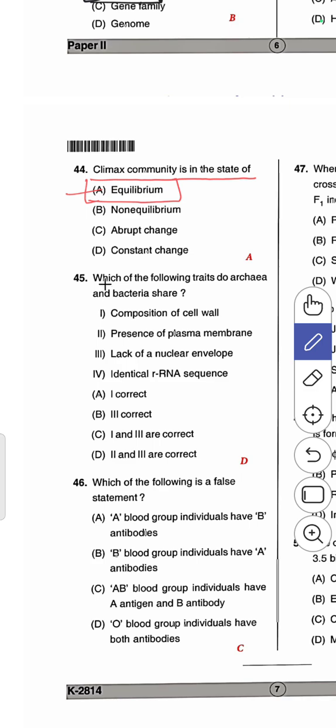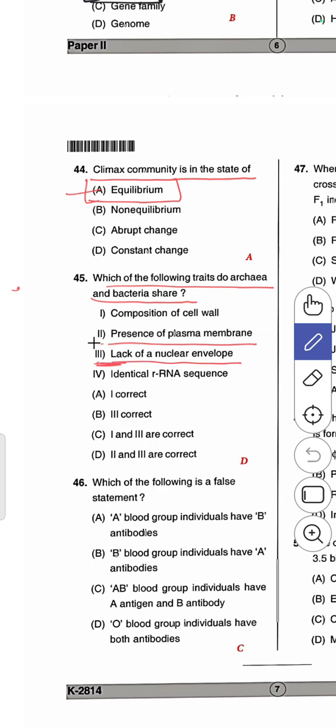Then the 45th question: which of the following traits do archaea and bacteria share? Archaea, that is the false or pseudobacteria, and the bacteria. Archaebacteria include the thermoacidophiles, halophiles, and methanogens. In these organisms, we come across the presence of plasma membrane and also a lack of nuclear envelope.